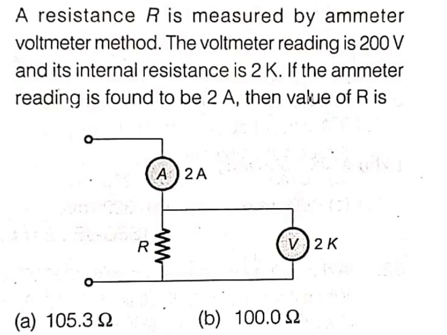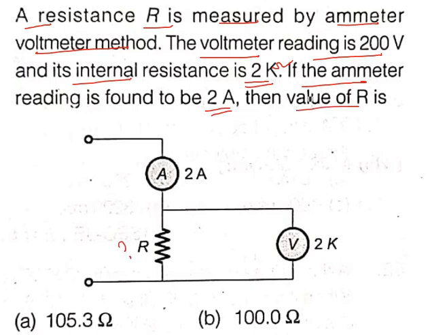Next one. A resistance R is measured by the ammeter-voltmeter method and the voltmeter reading is 200 volts and its internal resistance is 2 kilo ohms. If the ammeter reading is found to be 2 amps, then the value of the resistance is asked. So how much is this resistance?